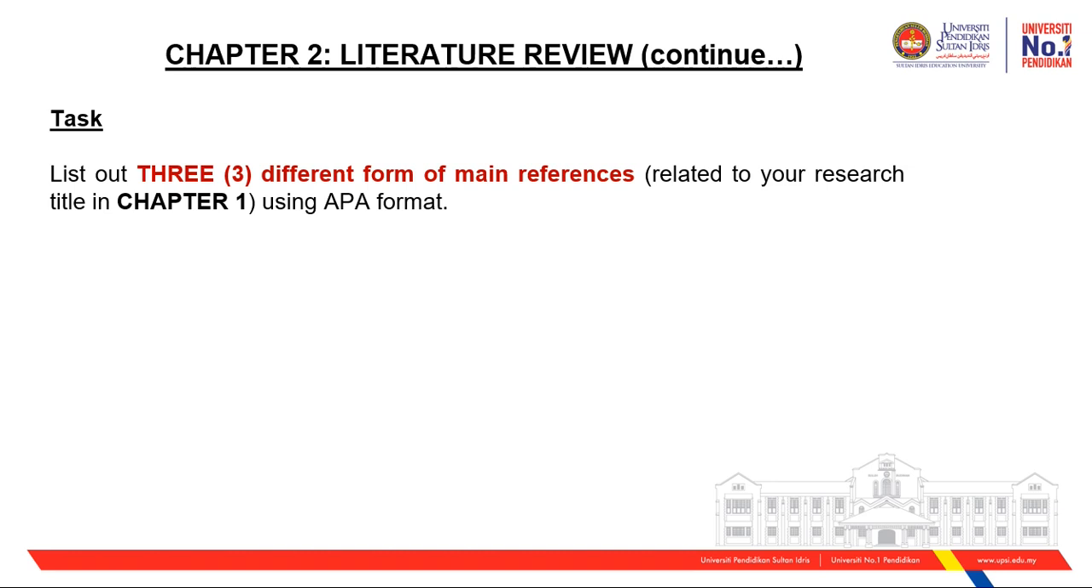First, write down your metric number. Second, write down your group, A or B. Third, write down your title of research. This is your proposed title. It may be changed later on into a proper form. And then fourth, fifth, and sixth are the three different forms of main references related to your topic.